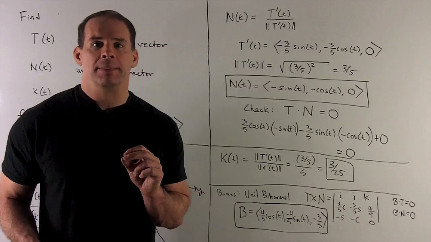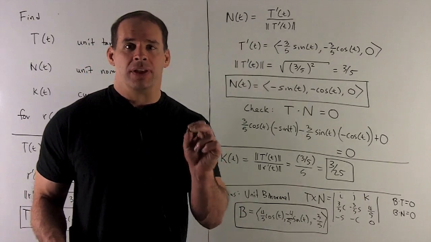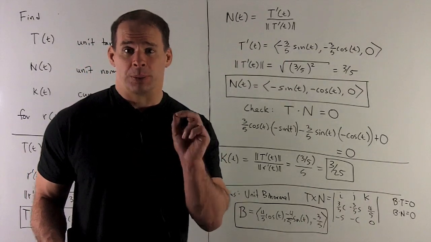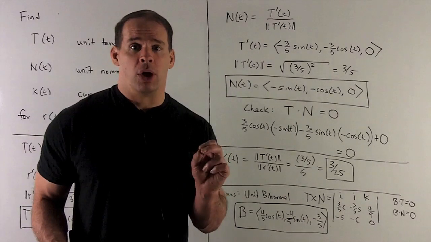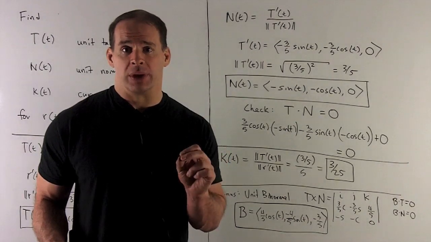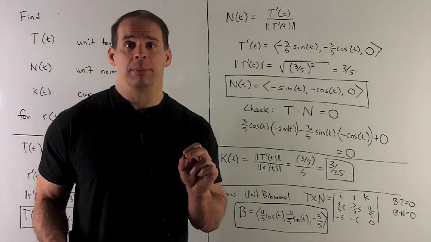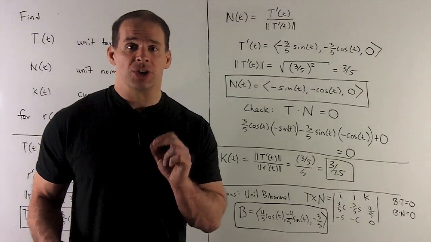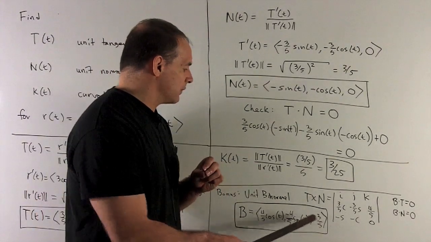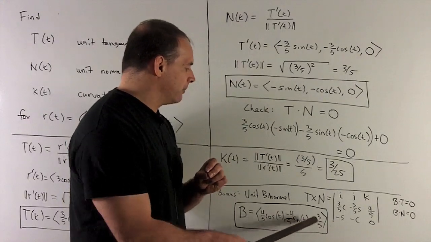Your check is going to be the binormal dotted with the tangent gives you 0, they're perpendicular, and the normal dotted with the binormal also will give you 0. Okay, again, because they're perpendicular. We could also check that this thing has unit length, so if you take the sum of the squares, you'll see that you get 1.